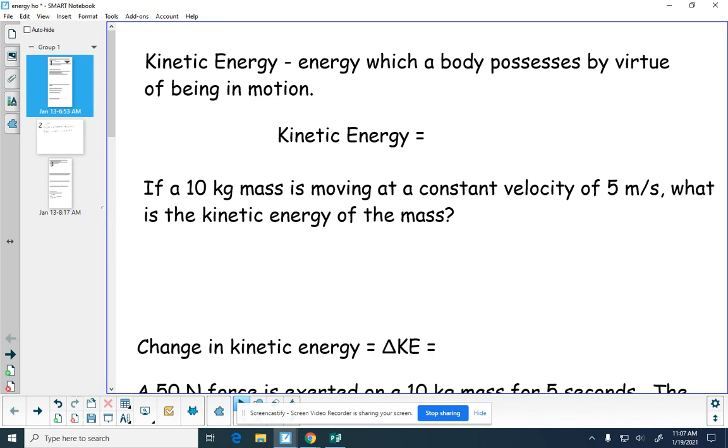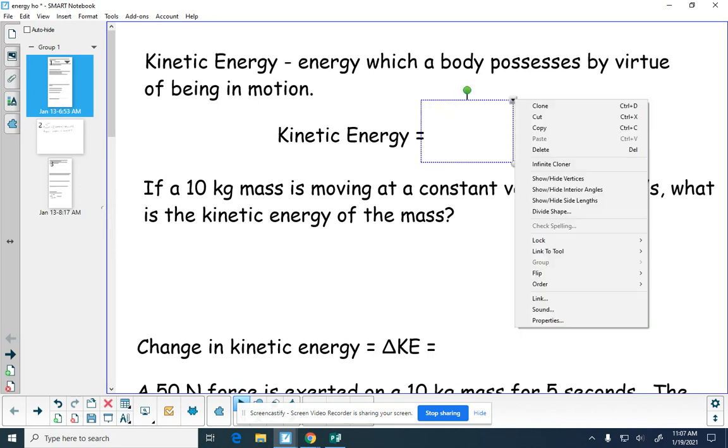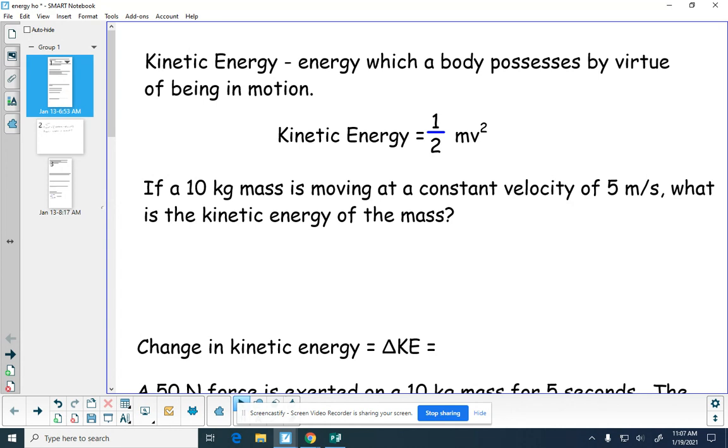How do we calculate kinetic energy? Kinetic energy is calculated by 1/2 times its mass times velocity squared, 1/2 mv squared. This is your kinetic energy.